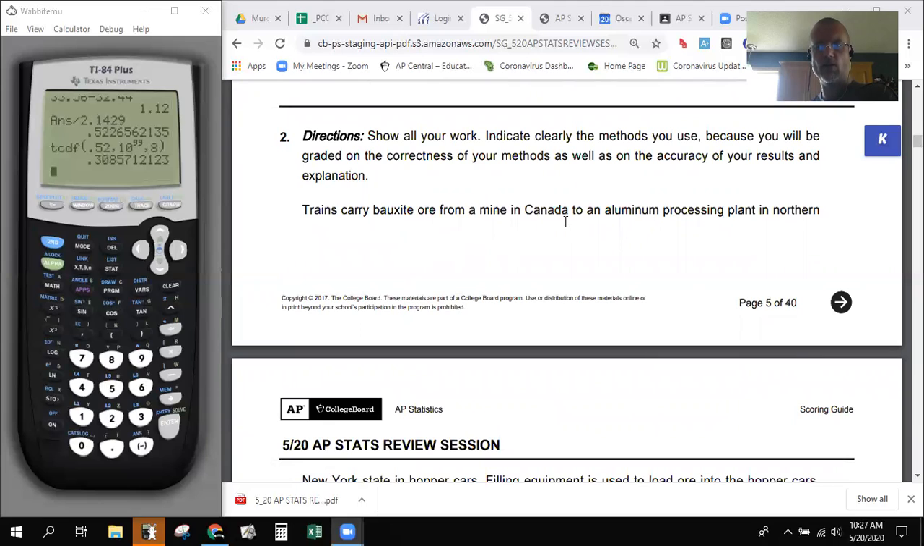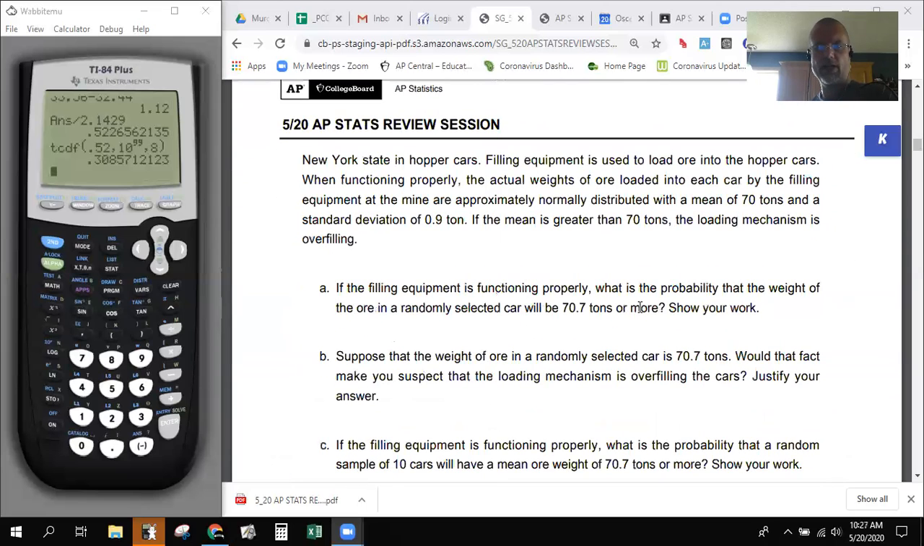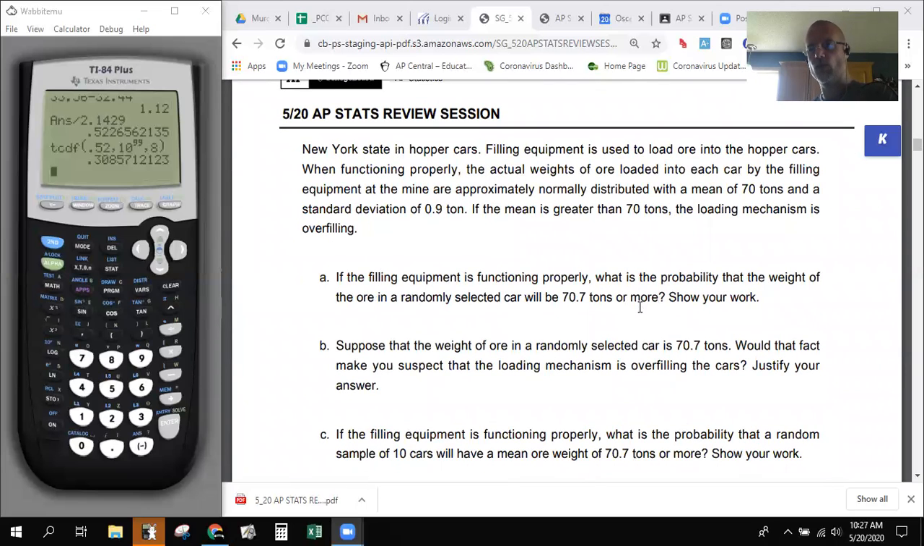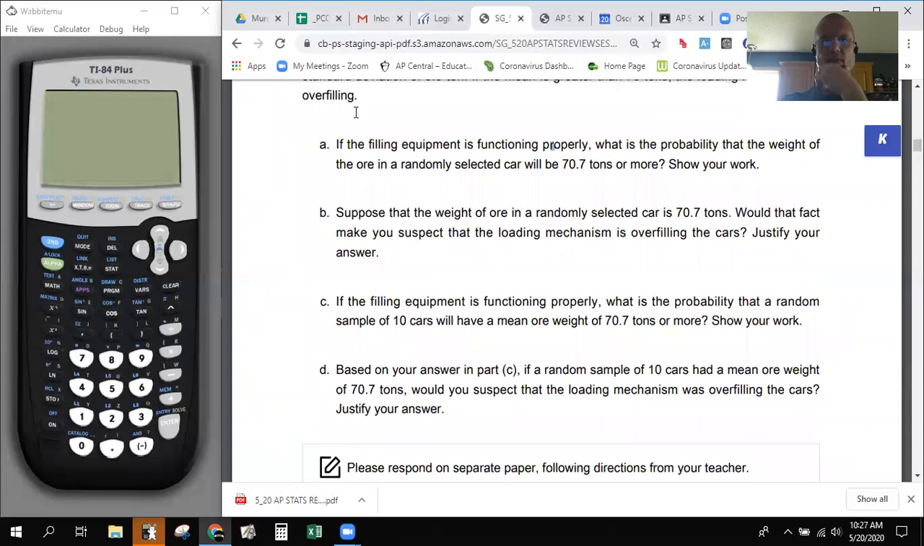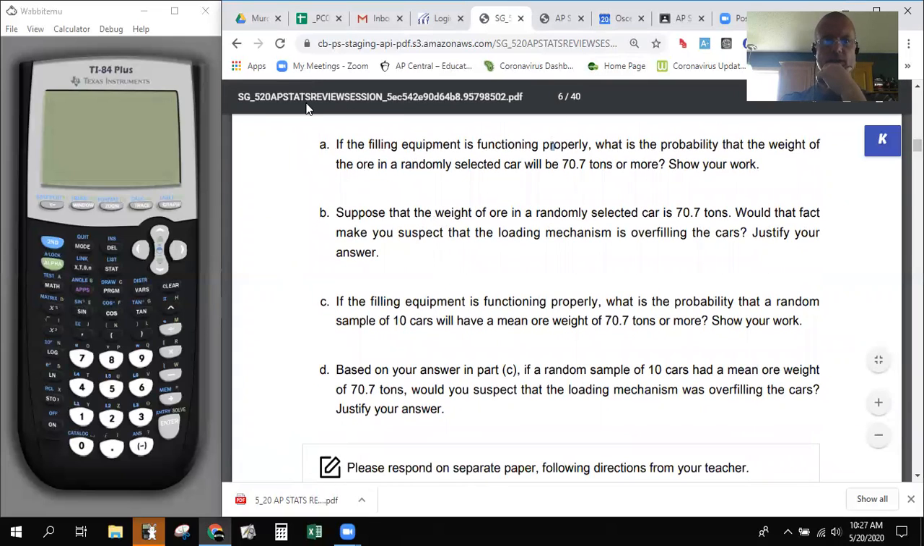Trains carry bauxite ore from a mine in Canada to an aluminum processing plant in a northern state. Again, if you want to pause the video for a second and get your bearings on this problem, I'll read through it quickly. Filling equipment is used to load ore on hopper cars when functioning properly. The actual rates of ore from the filling equipment are approximately normally distributed with a mean of 70 tons and a standard deviation of 0.9 tons. If the mean is greater than 70 tons, the loading mechanism is overfilling. All right, so let's see on this one.